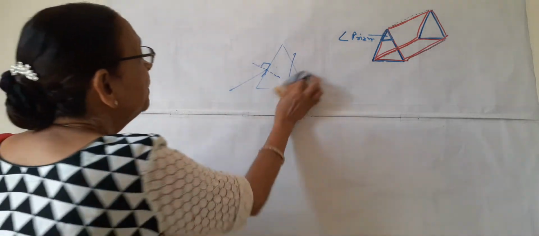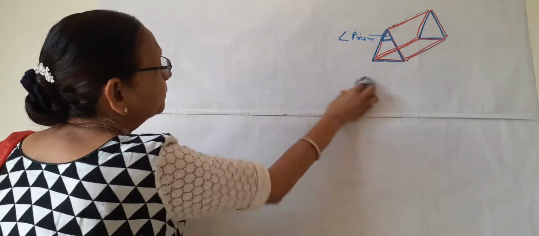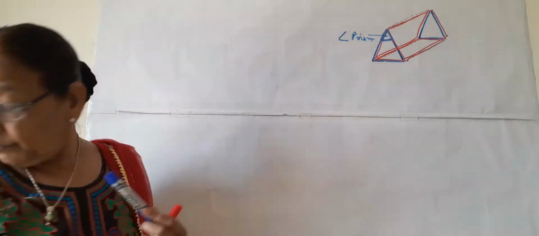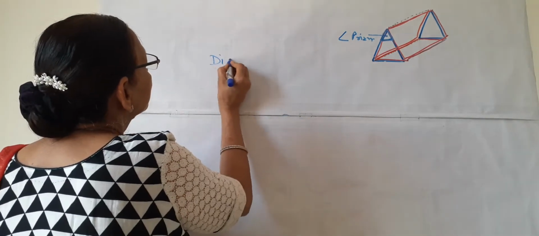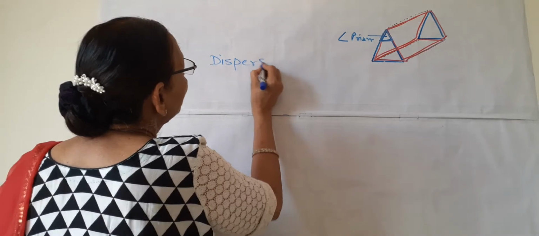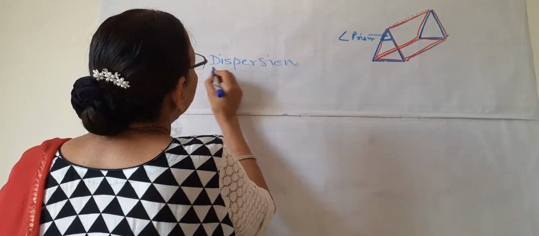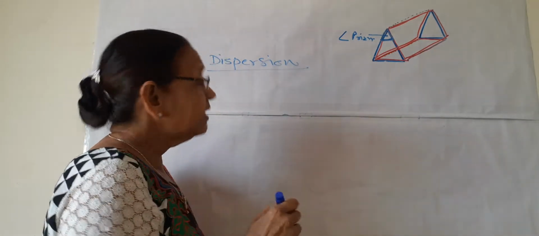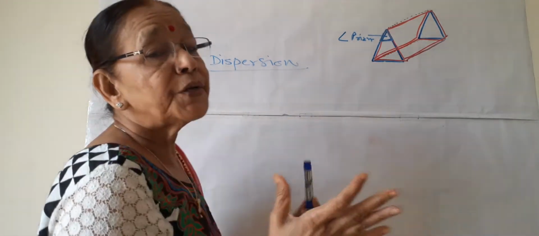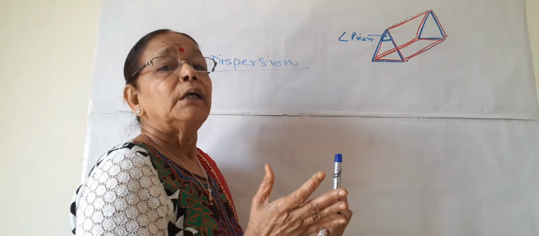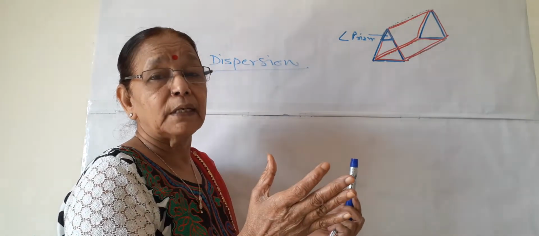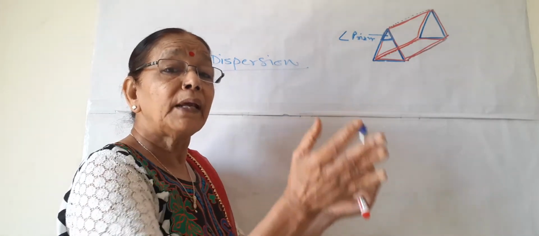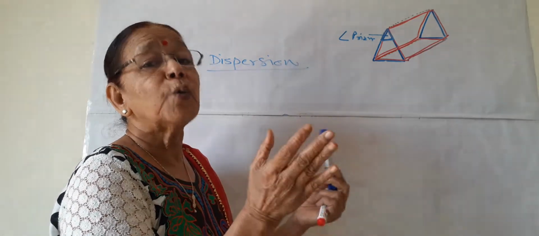So now coming to the next part, we will discuss dispersion. Dispersion of light by a prism. So what is dispersion? Dispersion is breaking the light into its constituents, so separating light into its constituents.